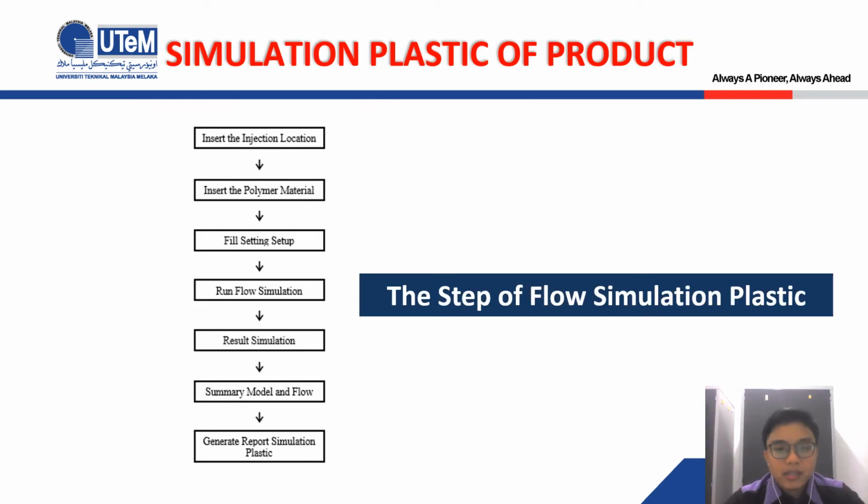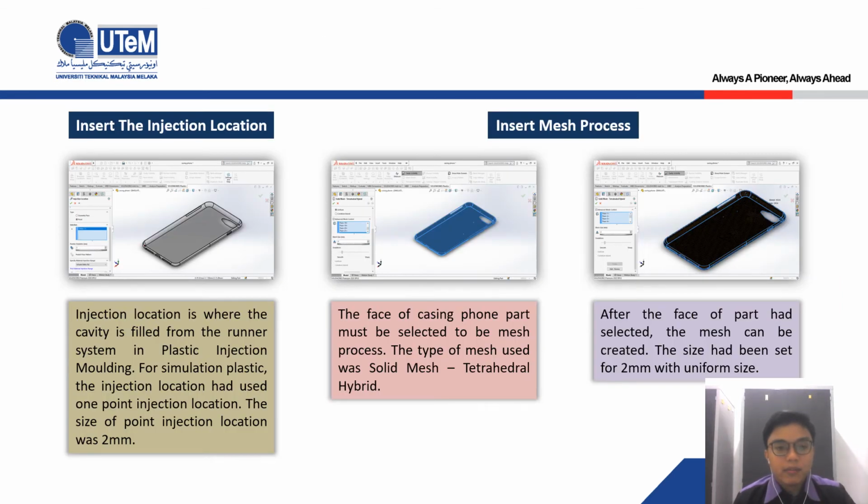In the plastic simulation of the product, the figure shows the steps of the flow simulation. The first step is to insert the injection location. The injection location is where the cavity is filled from the runner system in plastic injection molding. For the simulation, a 1 point injection location was used. The size of the point injection location was 2 mm.